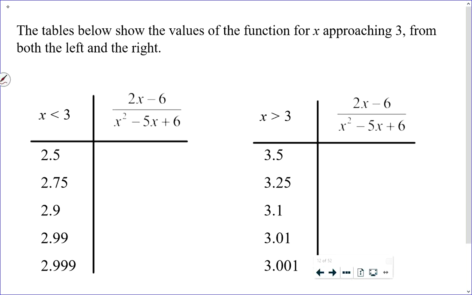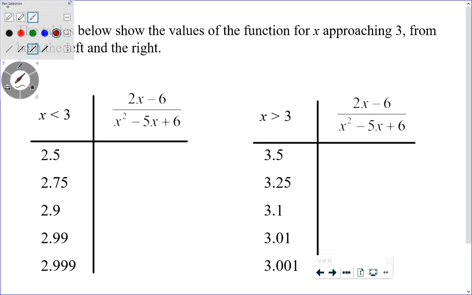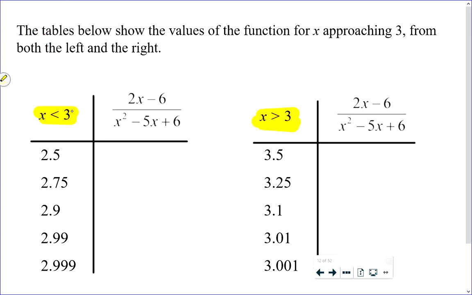So I've got some tables set up here, and the tables are in your notes and they're already completed. I want to point out to you that we have two tables. One is where x is less than 3, one is where x is greater than 3. So what we're going to be doing is putting in values of x that are getting closer to 3 from the left of 3, and we're going to be doing the same from the right of 3.